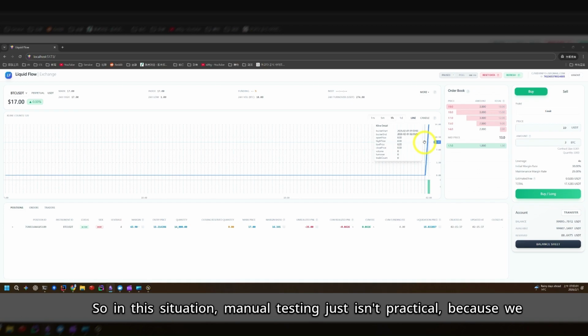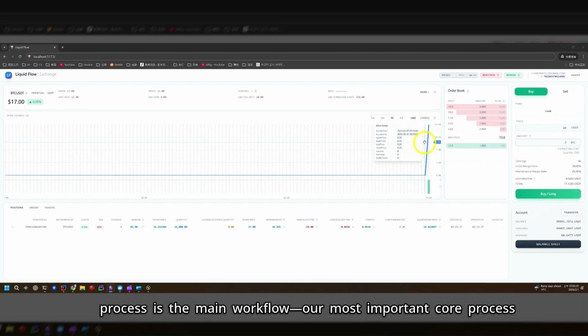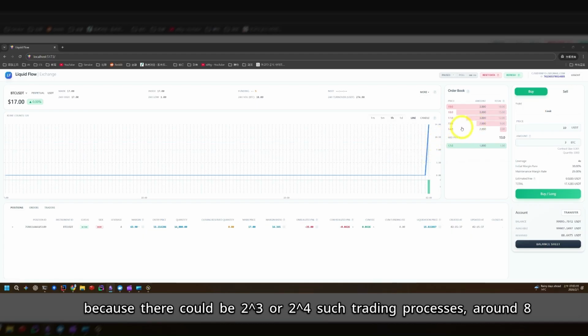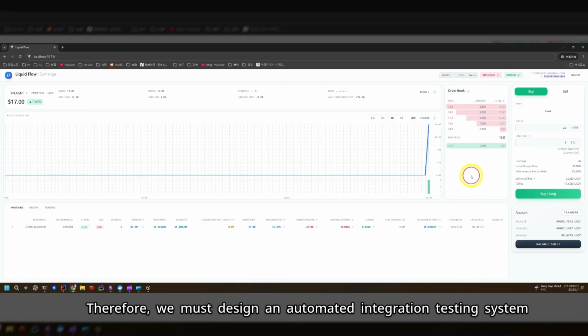So in this situation, manual testing just isn't practical because we make a lot of changes and the order placement and settlement process is the main workflow, our most important core process. We can't manually cover all scenarios every time there is a change because there could be 2 to the power of 3 or 2 to the power of 4 such trading processes, around 8 to 16 scenarios. Therefore, we must design an automated integration testing system.